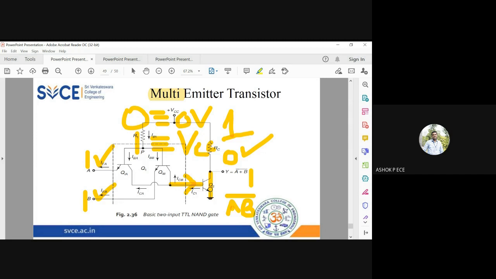And here I'm going to use the multi-emitter transistor where two inputs A and B are given to the two emitters of a single transistor Q1. For understanding, they have split the transistor into Q1A and Q1B, but actually Q1, this dotted line, constitutes a single transistor Q1 with two emitters having inputs A and B.